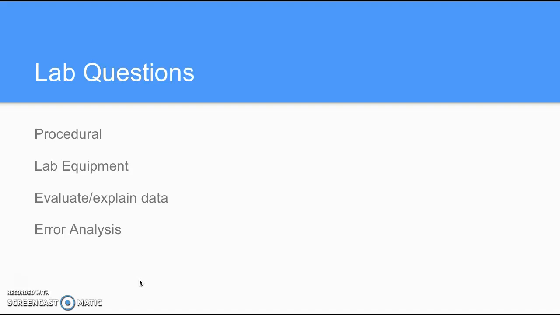Some of the lab questions that you might potentially see on the AP test could be procedural. That just means knowing the procedures, the steps in a lab for some sort of lab process, like doing a titration or doing a dilution. Procedural just means what steps would you take in a lab to do something.